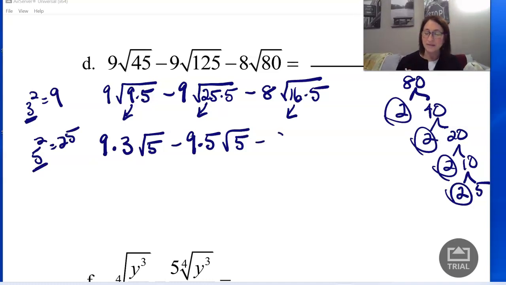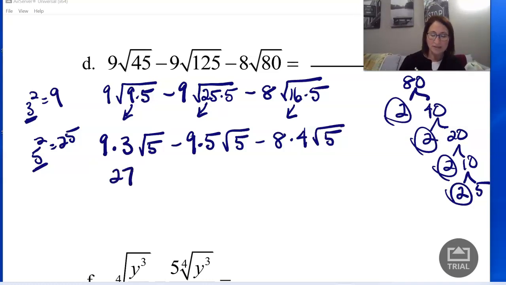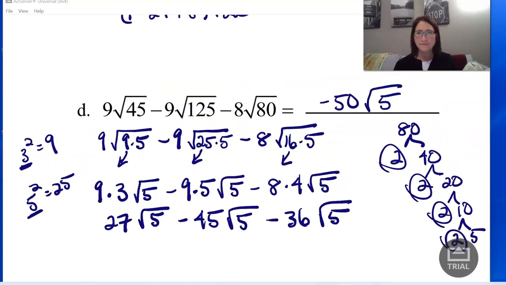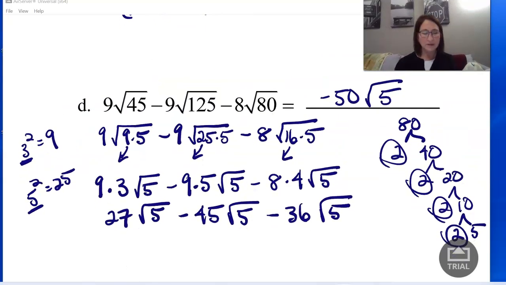Then I've got minus 8 times the square root of 16, which is 4, square root of 5. So now let's multiply those numbers out. 27 square root of 5 minus 45 square root of 5 minus 36 square root of 5. Add and subtract those coefficients. We're going to get negative 54 square root of 5. Oopsie. There you go. All right. Let's do another one.